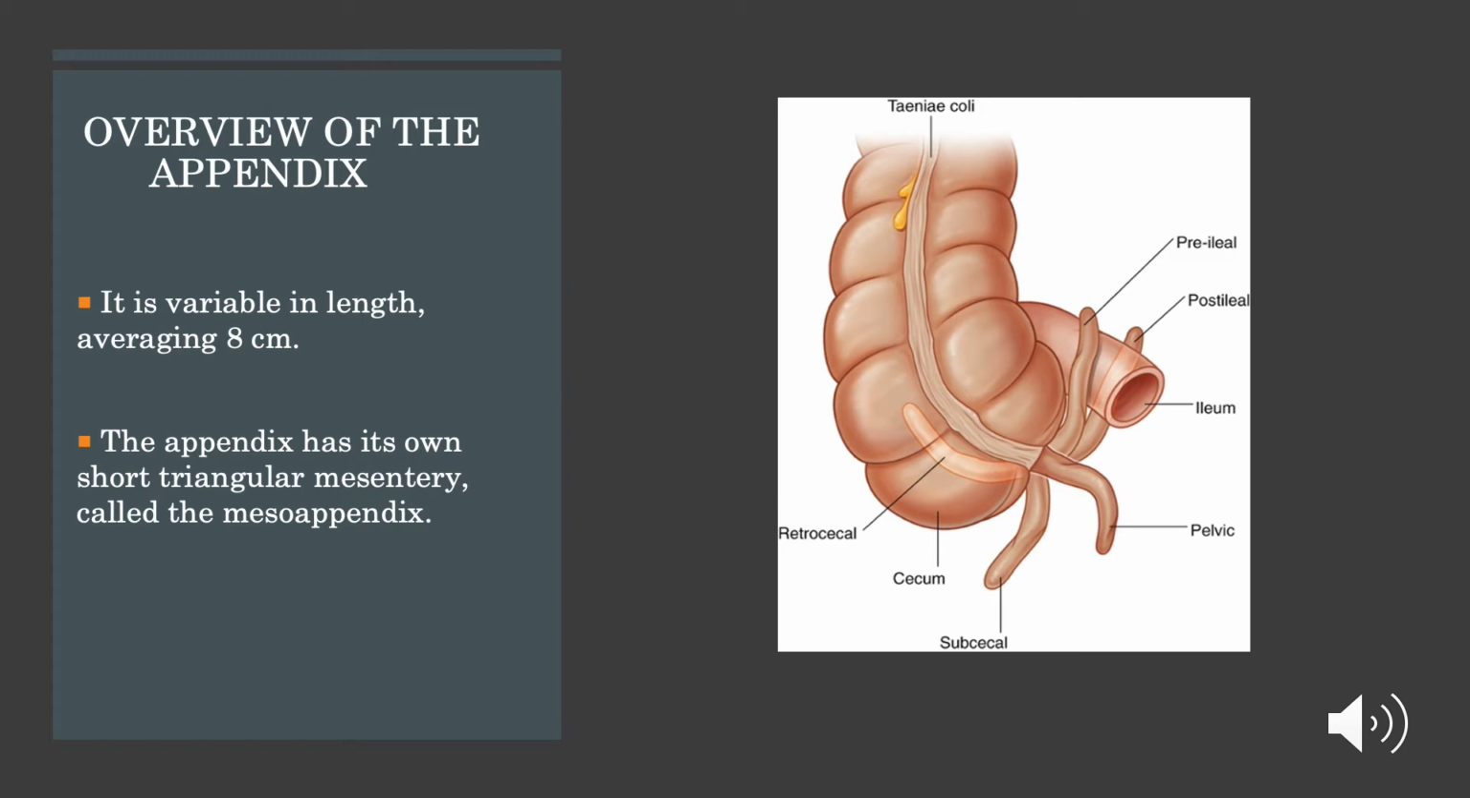It can be retrocolic, which occurs in 65% of people. It can be in the pelvic direction, which occurs in 31% of people. Or it can be subcecal, which is roughly seen in 2.3% of the population, and rarely it is either anterior or posterior to the terminal ileum. The physiological function of the appendix remains largely unknown, and it is thought that it is associated with holding bacteria.